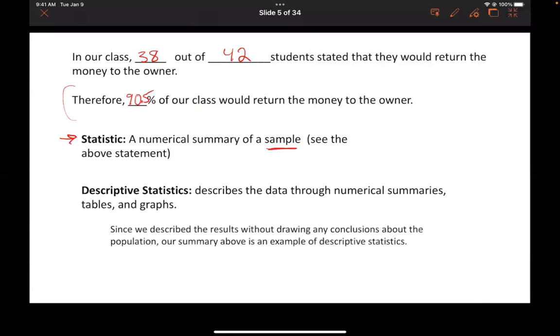So we described the results without drawing any conclusions. So this is descriptive statistics. I just said that. Sometimes I forget what's on my PowerPoint and I talk ahead of it. It's weird because I just looked at it today and went through it, but no matter.